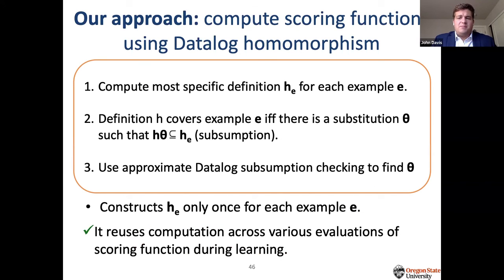We make this more efficient by checking if a definition subsumes the most specific definition. We do this by first building a most specific definition for every positive and negative example. Then in each step of generalization, to know whether the current definition covers an example, we check whether the definition subsumes the example's most specific definition. This is far more efficient as it reuses computations that have already happened.